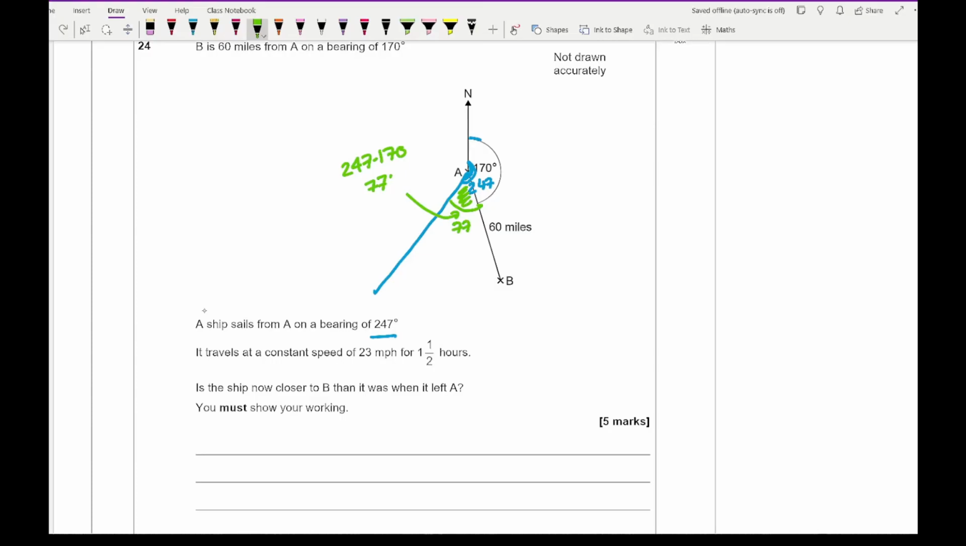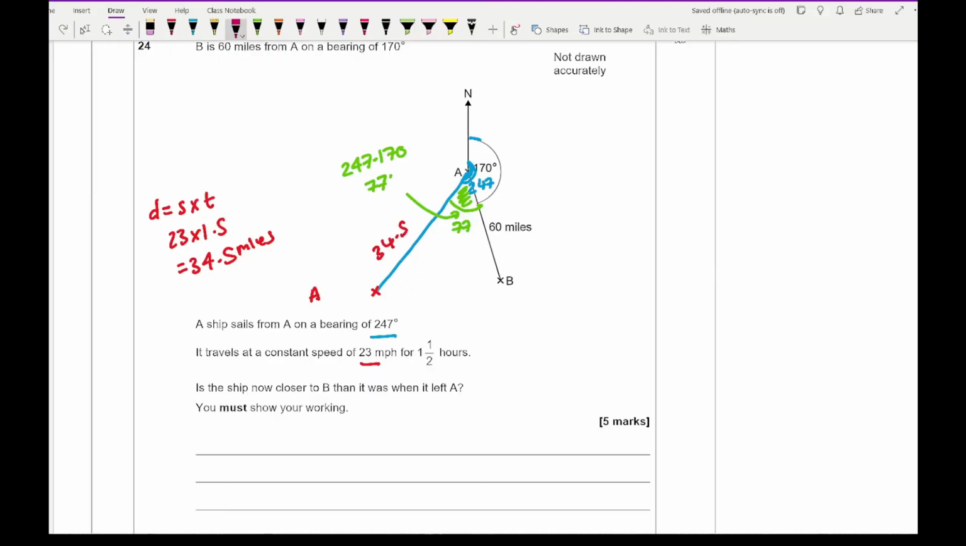Now I can then work out what the length is. So if I just put this as being A, then we're traveling at 23 miles per hour for 1.5 hours. So distance equals speed times time. So it's going to be 23 times 1.5, and that comes up to a total of 34.5, and that's miles. So this length here is 34.5.